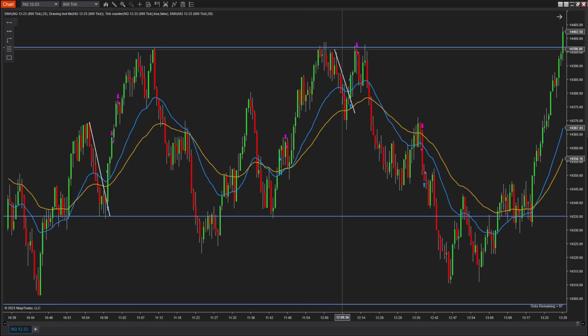Now, this time, we can see we've rejected this area. So I'm saying, okay, sellers have rejected this area multiple times.